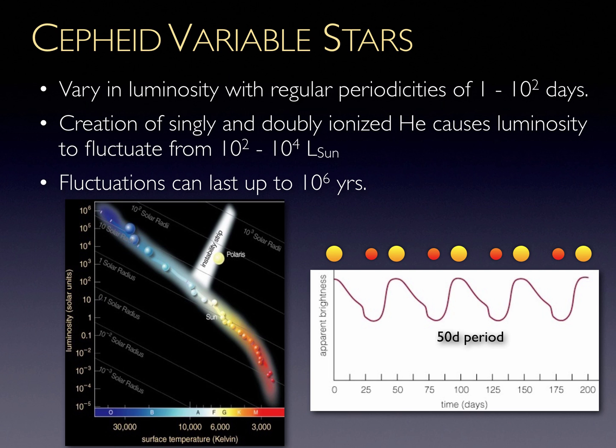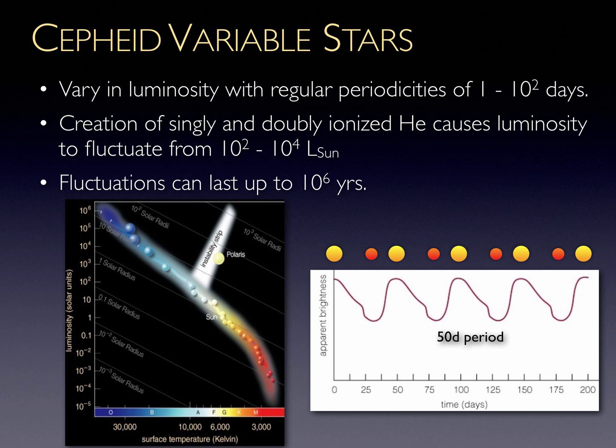They have an interior temperature that is on the boundary of singly ionizing helium, removing one electron, and doubly ionizing helium, removing both electrons. This causes outward radiation to be periodically trapped and then rapidly released.